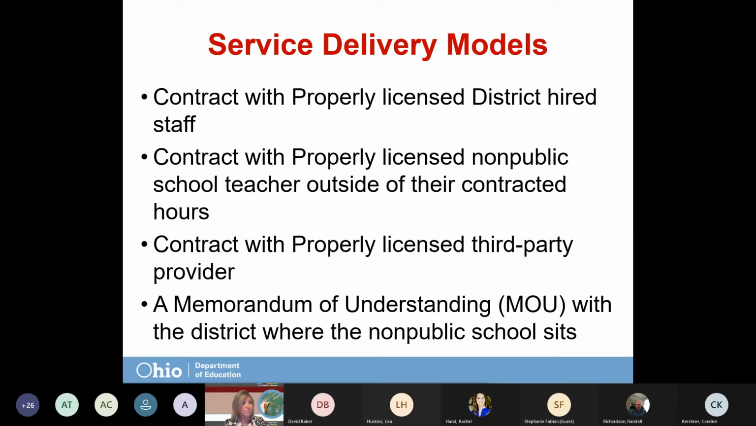from your district. In all of these models, the compliance documentation comes from the service provider, not the non-public school. When you contract with an entity for Title I service, they must provide Title I documentation before your district should be paying any invoices.